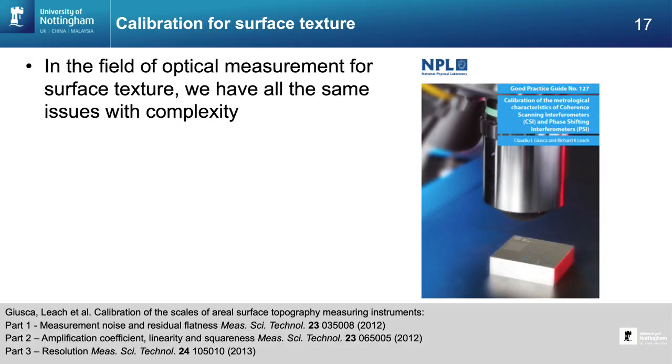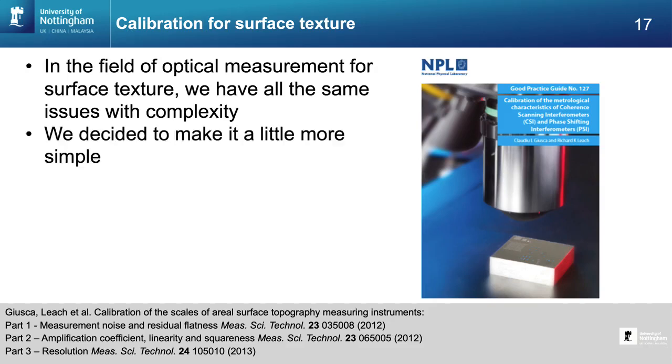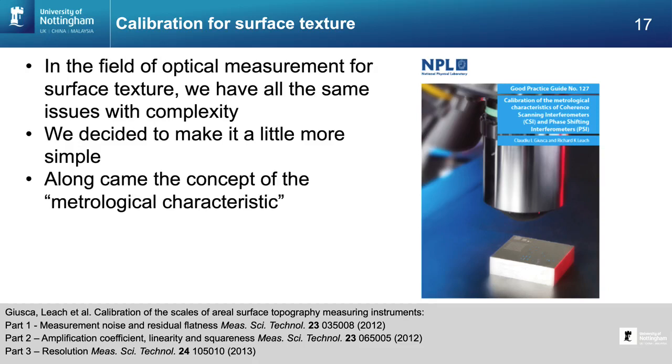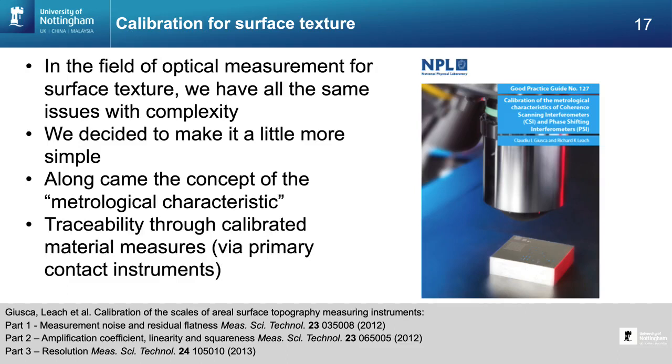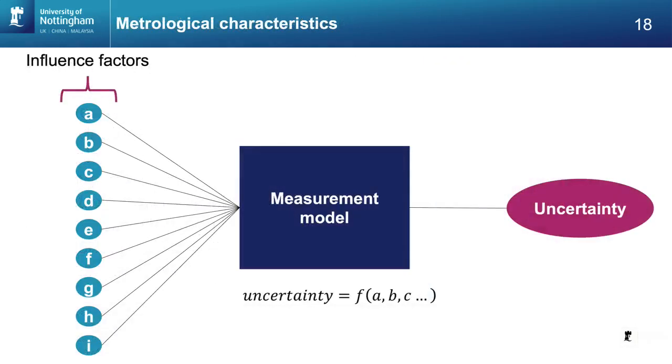So a few years ago, myself and Claudio Giusca decided to come up with a new scheme for calibrating optical surface texture measuring instruments, whether they're contact or optical. So we wanted something that would cover both. And we decided to make it simple, and I'll describe how we did that in a minute. We developed this concept of what's called the metrological characteristic. And the traceability comes through measuring some material measures, determining these metrological characteristics, and tracing that back to primary instruments, usually at national measurement institutes.